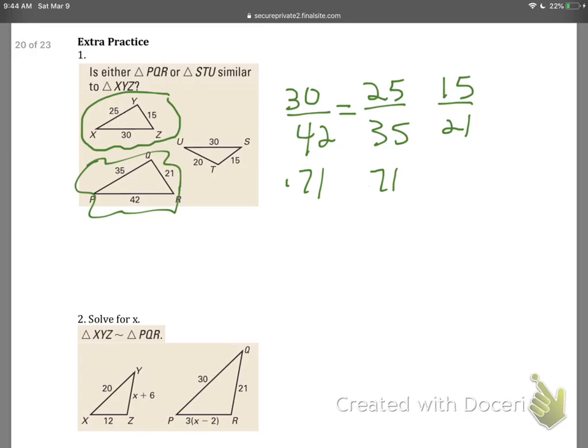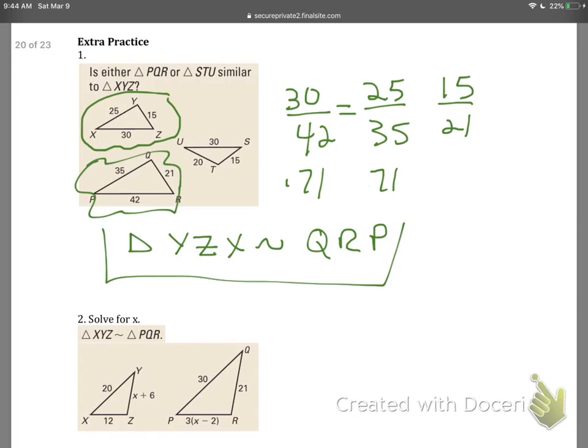So what can I say in terms of the statement? So go with the sides that are, I guess we'll go smallest, so I'm going to say YZ and then go to the largest. So this triangle is similar. So go smallest to largest: Q, R, and then P. Okay, so that works. So that's my similarity statement.